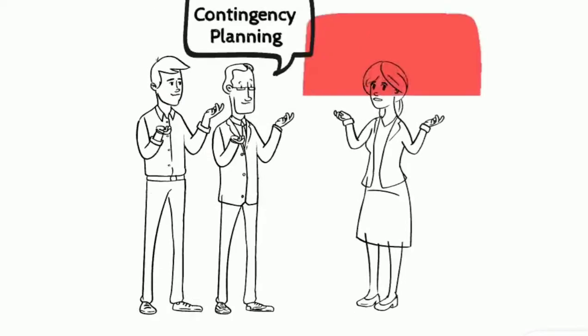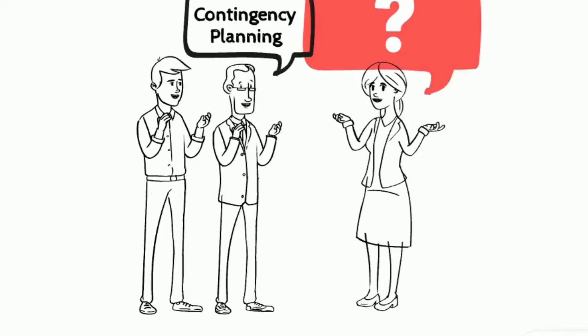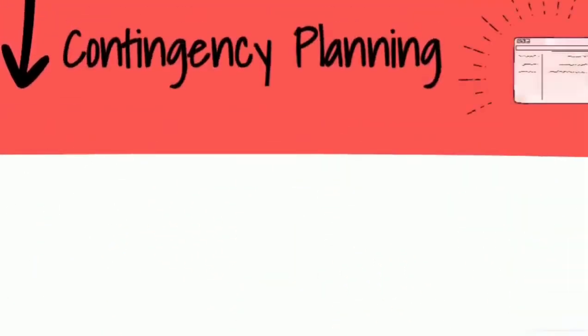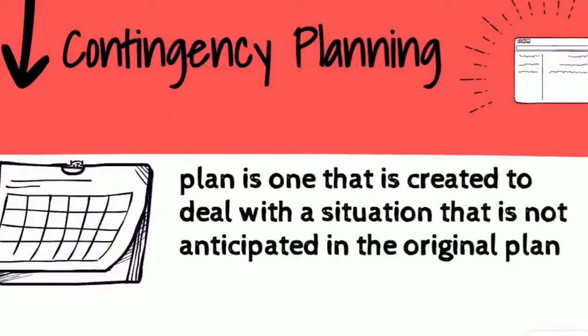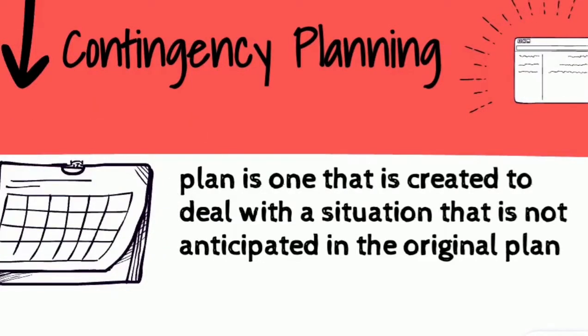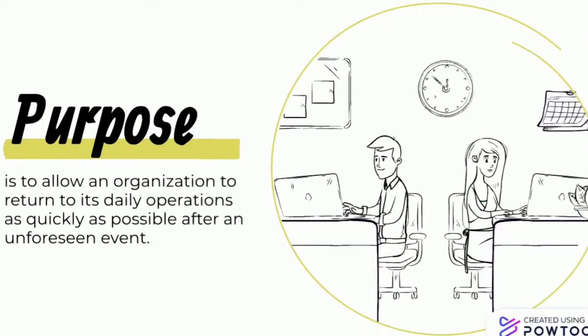It's essential to consider what could go wrong when planning an event and to prepare for some likely contingencies. Event contingency planning is crucial. A contingency plan is one that is created to deal with a situation that is not anticipated in the original plan. It's frequently used in risk management for a rare occurrence that could have disastrous implications, even though it's unlikely. The purpose of any contingency plan is to allow an organization to return to its daily operations as quickly as possible after an unforeseen event.